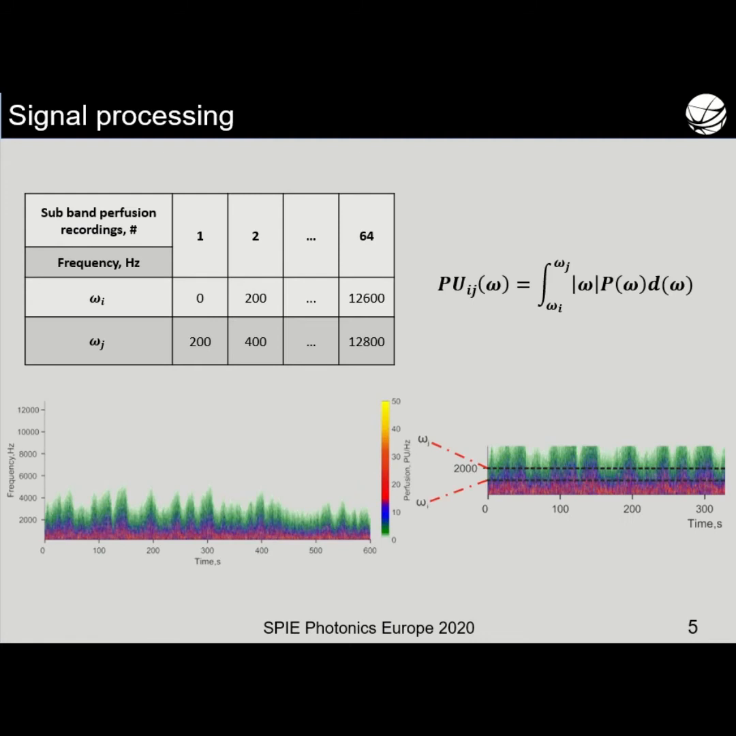Our main suggestion is to utilize the amplitude distribution by the spectrum. In this research, we split the spectrum into 64 subbands from 0 to 12,800 Hz, 200 Hz per bandwidth, and process the blood perfusion parameter from all subbands. Thus, we receive a blood perfusion distribution by Doppler broadening spectrum.